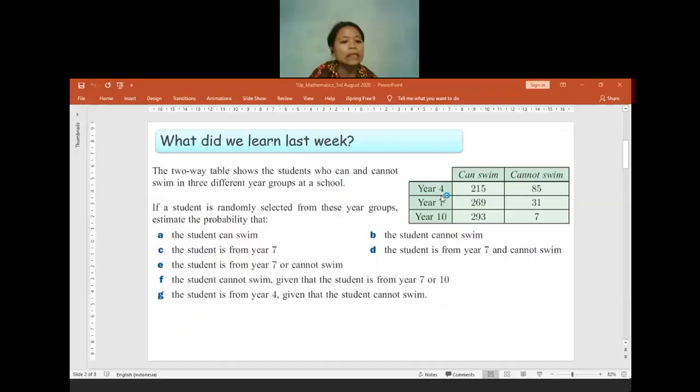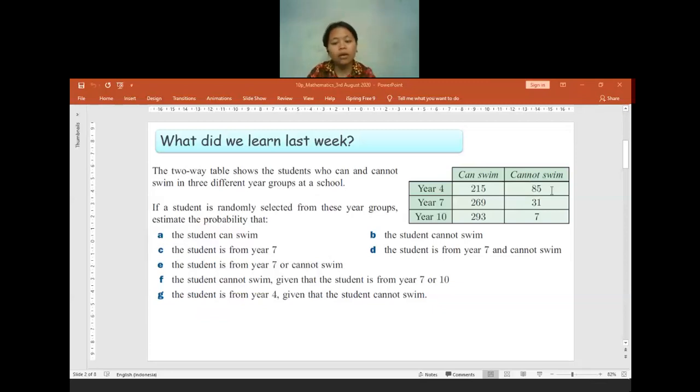Student in year 4? In grade 4, how many students are there in total? Hello? Is the slide already visible or not? Visible, right? Okay. So can you help me to find the total students in year 4? In total, how many? 300, yeah.